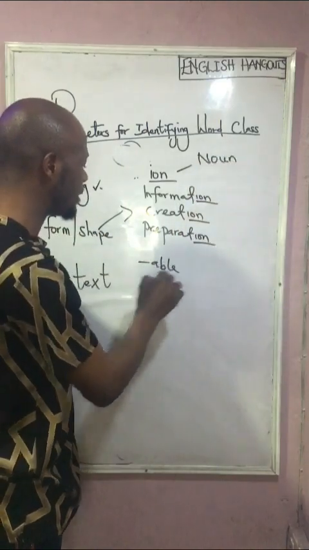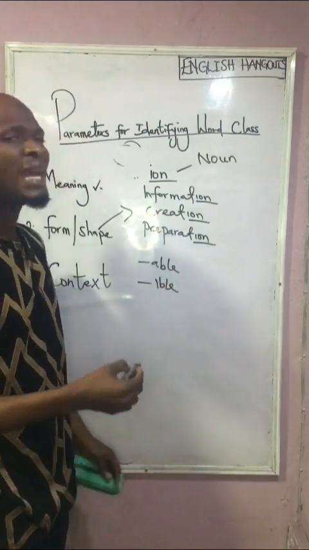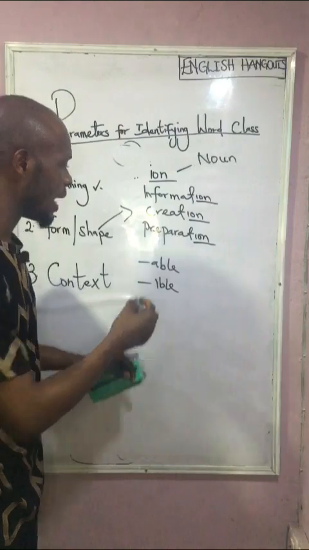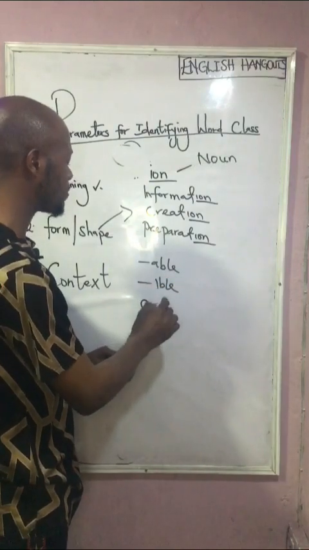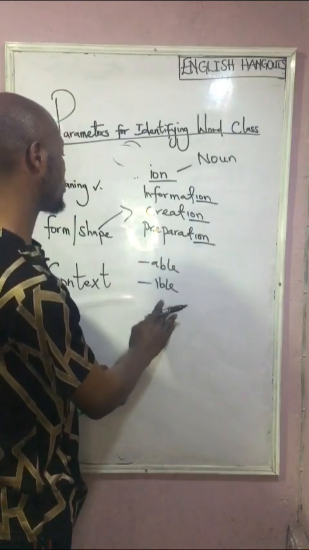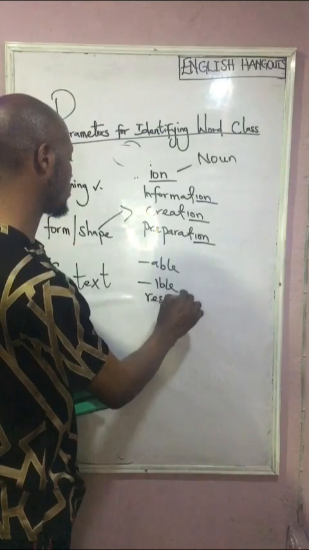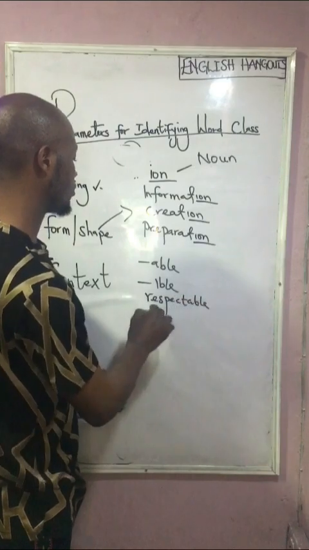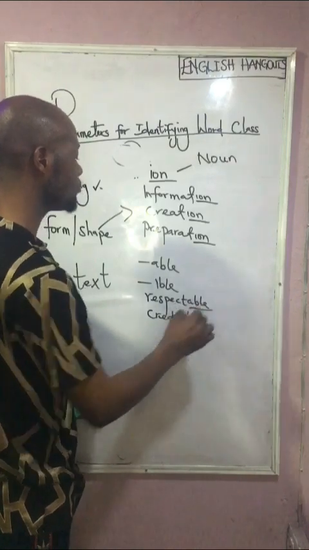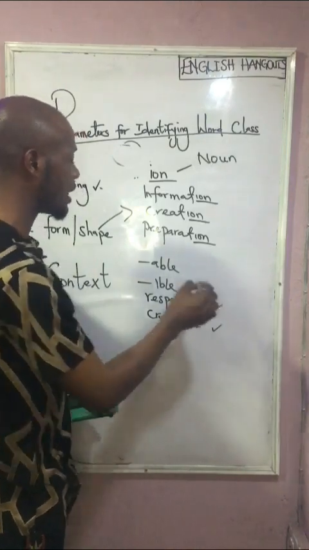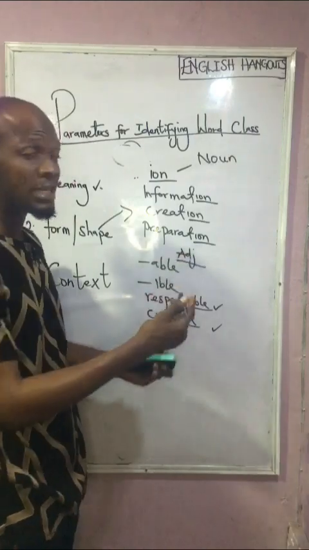We have able, we have ible. Many adjectives also end with able, ible. We have respectable, we have credible. All of these are the forms that this word class, adjective, can take.